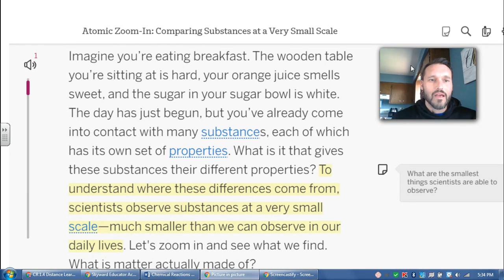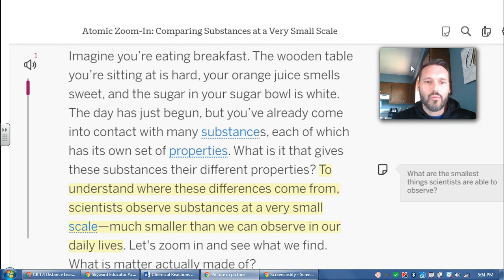All right, I'm going to read the first paragraph to you, and then I'm going to let you continue into the article. Imagine you're eating breakfast. The wooden table you're sitting at is hard, your orange juice smells sweet, and the sugar in your sugar bowl is white. The day has just begun, but you've already come in contact with many substances, each of which has its own set of properties.